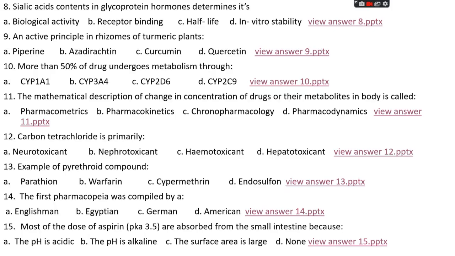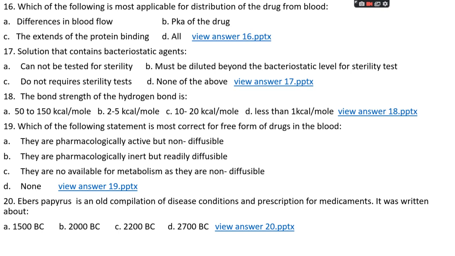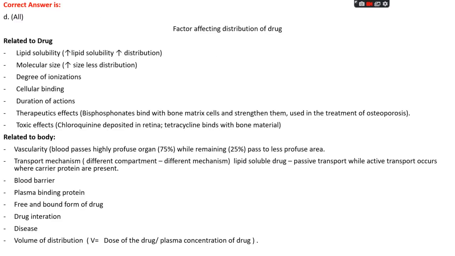Question number 16: Which of the following is most applicable for distribution of the drug from blood? Option A, differences in blood flow. Option B, pKa of the drug. Option C, the extent of protein binding. Or option D, all. The right answer is option D, all.